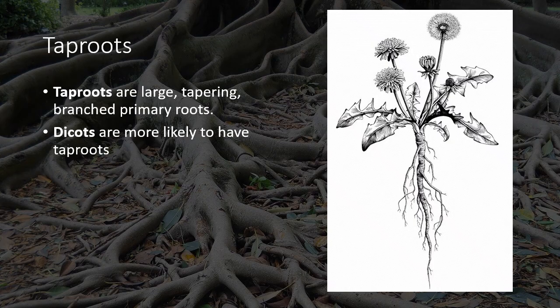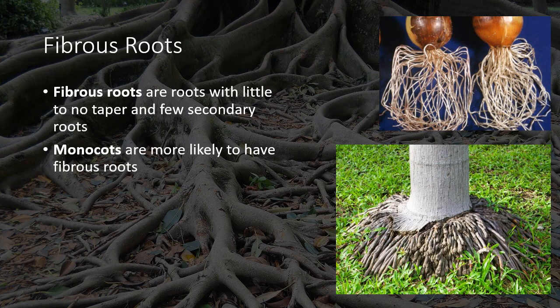Monocots have root systems which are a little bit different. Monocots are much more likely to have fibrous root systems. So fibrous roots are roots with little to no taper and few secondary roots. Rather than being thick at the base and then tapering down to a tip, they kind of stay the same thickness the whole way down because most monocot roots are not capable of doing a lot of secondary growth.